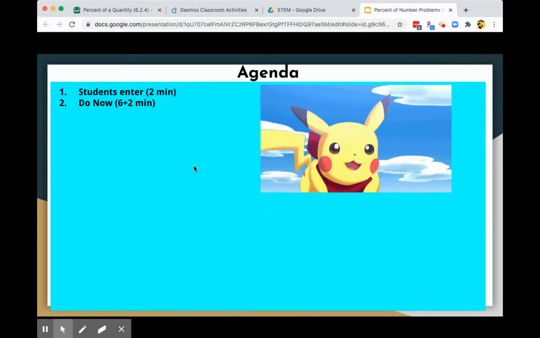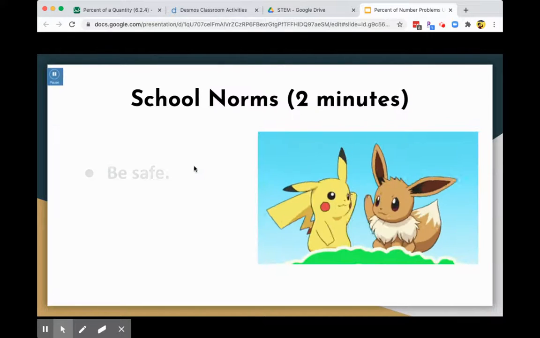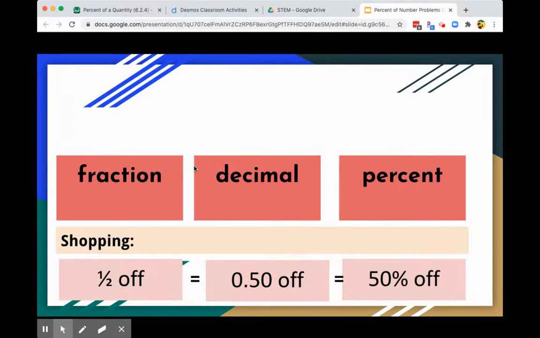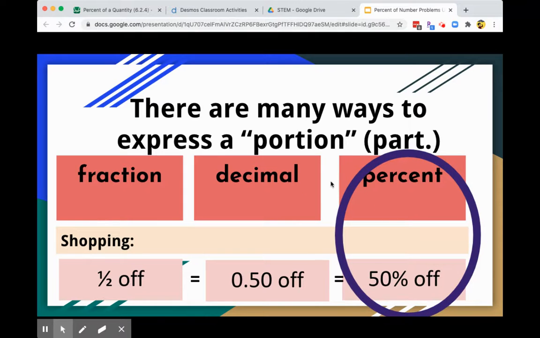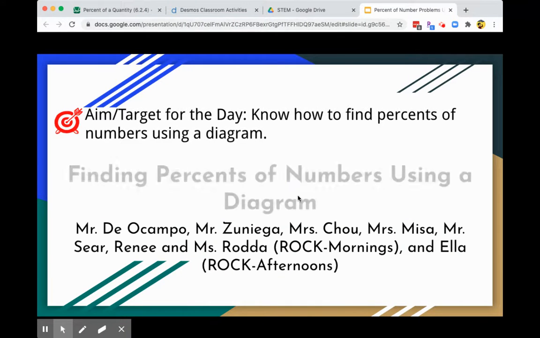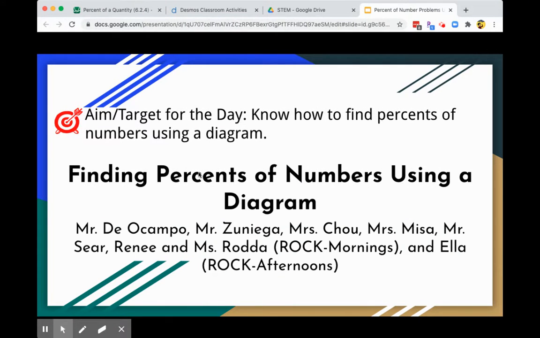After we reviewed the answers, we talked about how, and we talked about this previously, there are many ways to express a portion of something. And a portion is just a fancy word for parts. So we talked about how fractions, decimals, and percents are 3 different ways to express a portion or a part. And this lesson focuses on percents. So this whole lesson is about finding percents of numbers using a diagram.